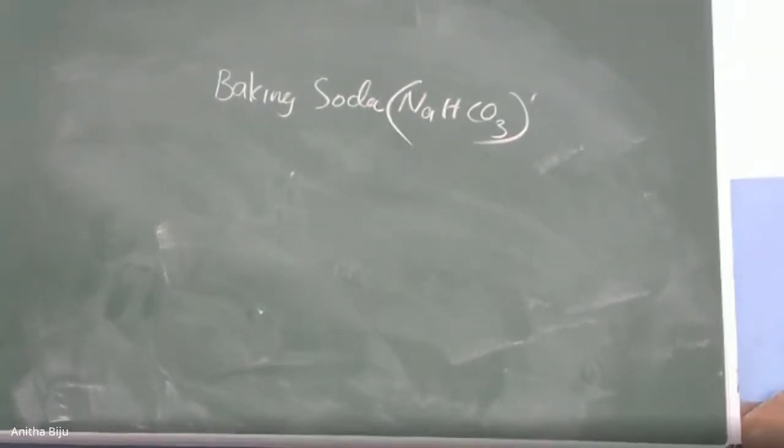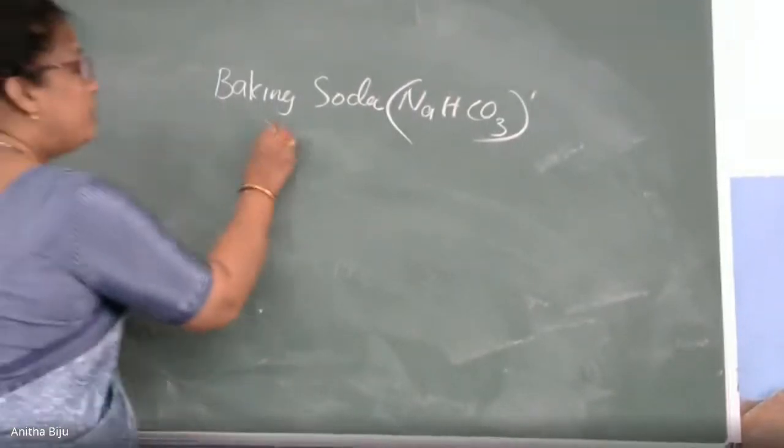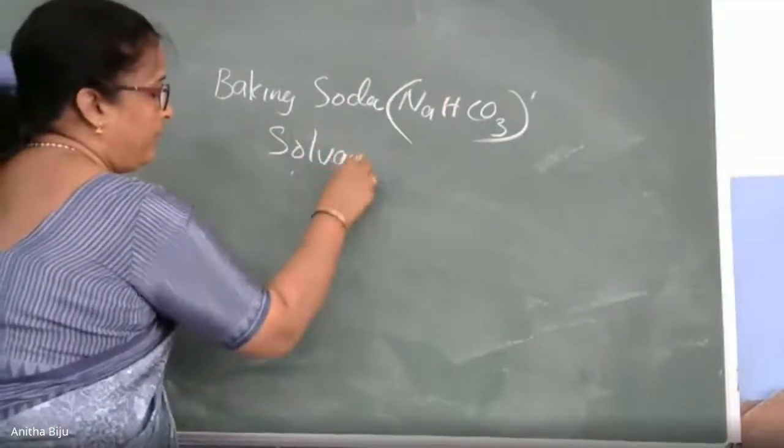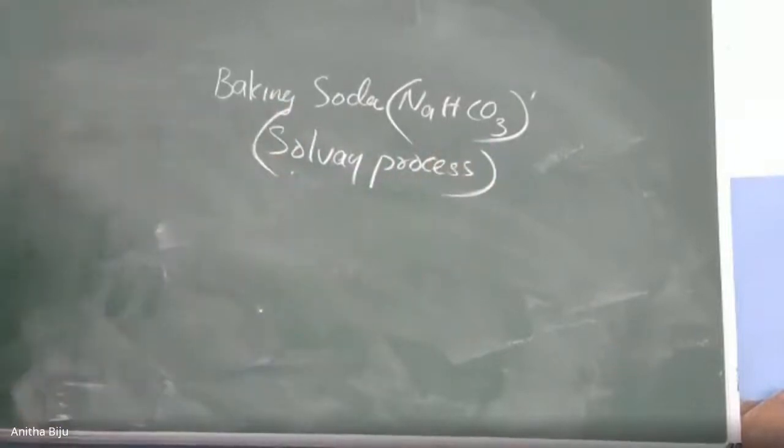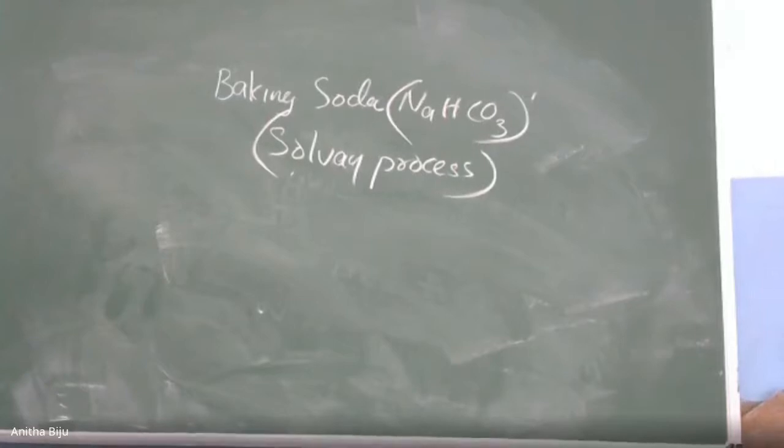Take care of that. And the name of the process is called the Solvay process. This is the process through which baking soda can be manufactured. Baking soda is manufactured by using the Solvay process. What is the Solvay process? Simple way I can say, when ammoniated carbon dioxide passes through brine solution, sodium bicarbonate is obtained as one of the products. This is the simple statement.